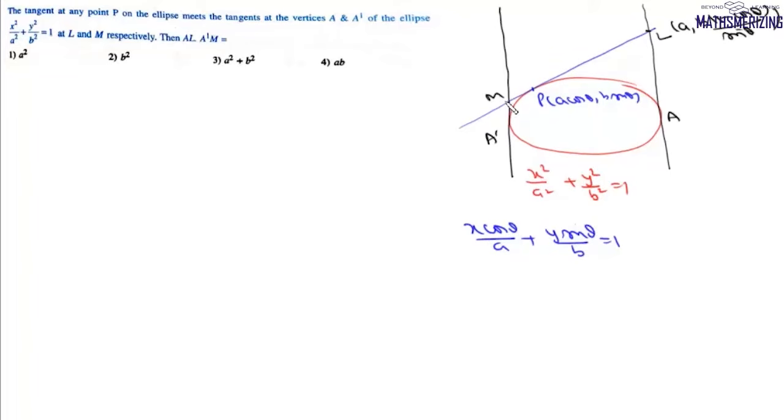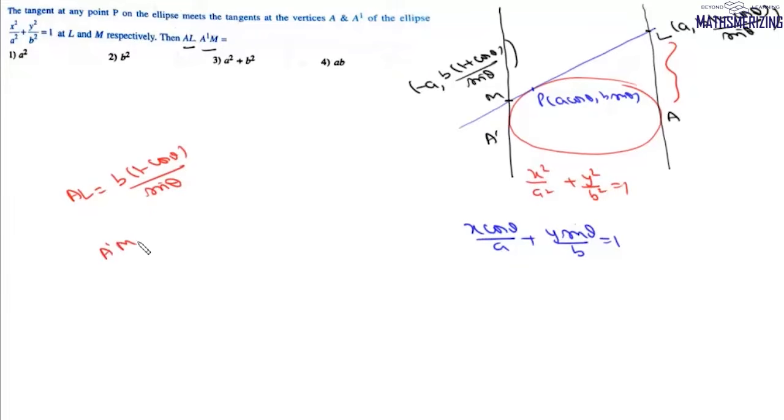Now for this M, its x coordinate will be simply minus a, so it will be 1 plus cos theta. So this coordinate will be b(1 plus cos theta) upon sin theta. Now we'll need to find the product of AL into A dash M. So what's AL? AL simply is b(1 minus cos theta) upon sin theta. And what's A dash M? It'll be b(1 plus cos theta) upon sin theta.